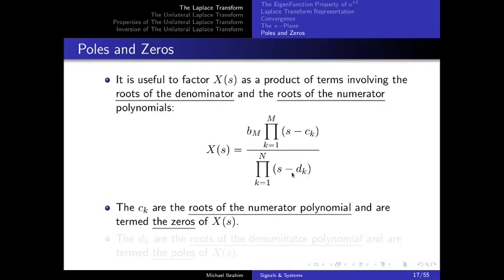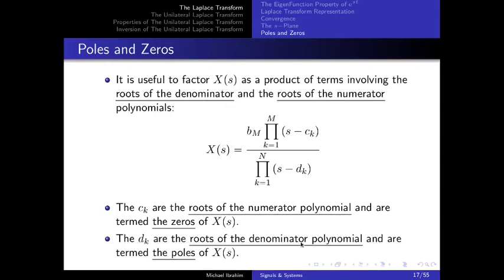Whereas dk are called the poles of the function x of s. How's that? If you set s equal to d1, you will get a 0 in the denominator, which will give you infinity in the total value of the function x of s. So dk, which are the roots of the denominator, are called the poles of x of s. A pole is basically going to infinity, a value that's very high and going to infinity.